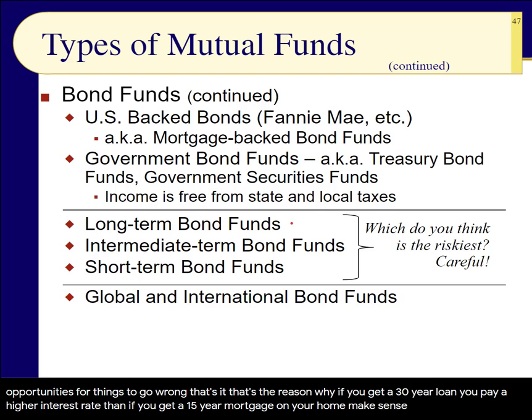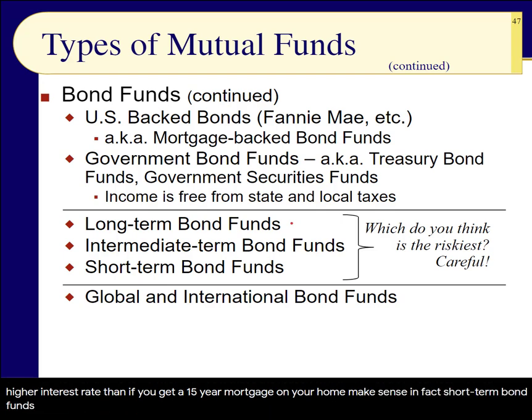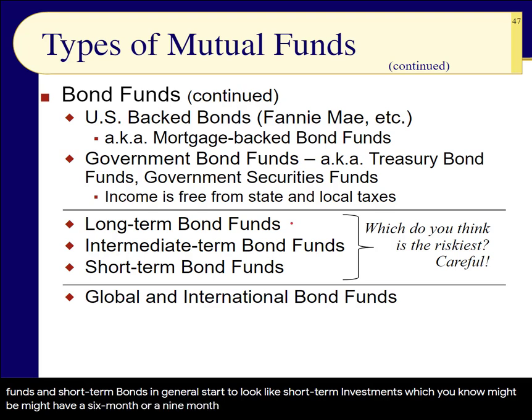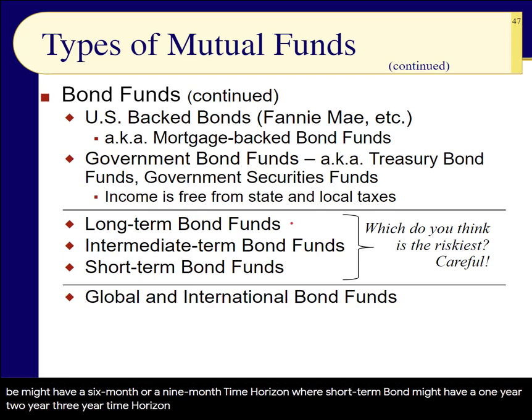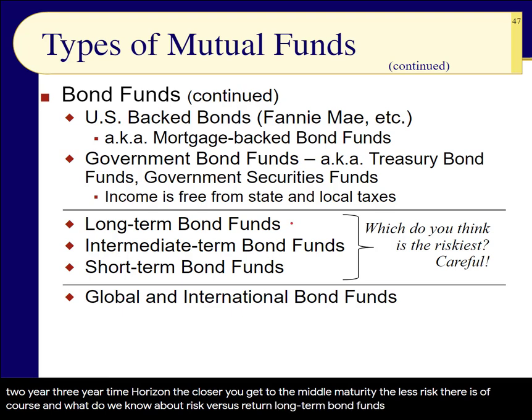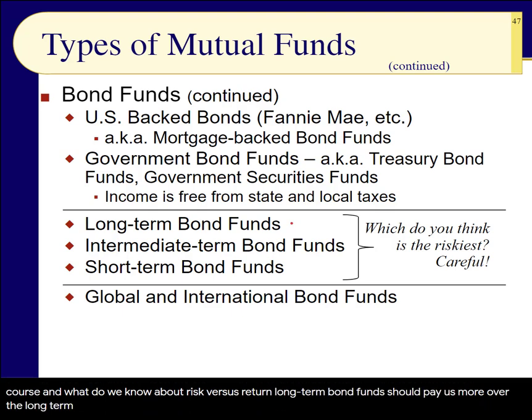Make sense? In fact, short-term bond funds and short-term bonds in general start to look like short-term investments, which might have a 6-month or a 9-month time horizon, where a short-term bond might have a 1-year, 2-year, 3-year time horizon. The closer you get to the maturity, the less risk there is. Of course, and what do we know about risk versus return? Long-term bond funds should pay us more over the long term than the short-term bond funds. Yep, that's how it works.